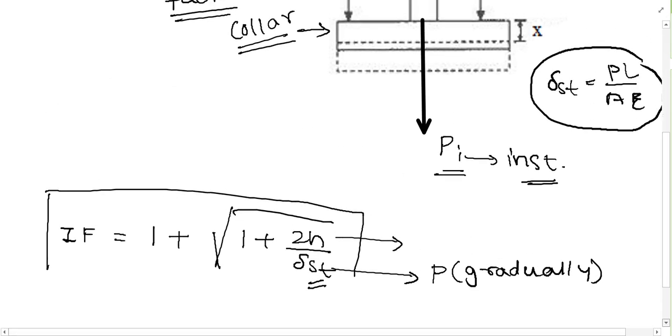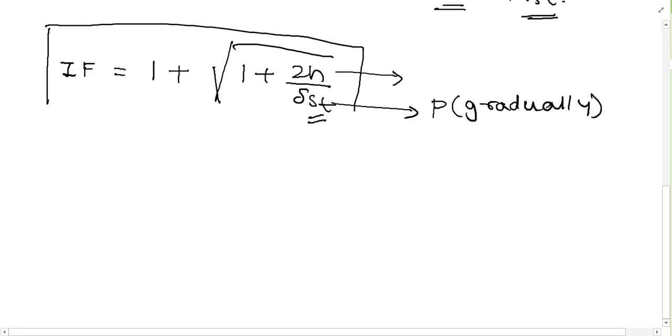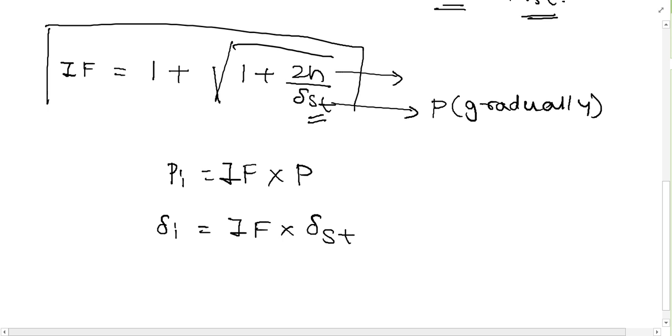Now impact factor is really important because it helps us not only to find the instantaneous load, Pi equals impact factor into load P, it also helps us to find the instantaneous elongation. Delta instantaneous is equal to impact factor into delta static. Again, instantaneous stress is also found by multiplying impact factor with sigma static.